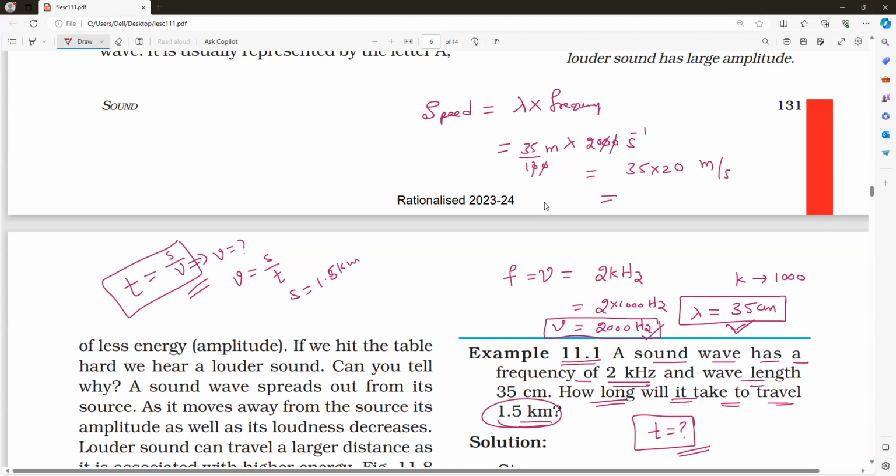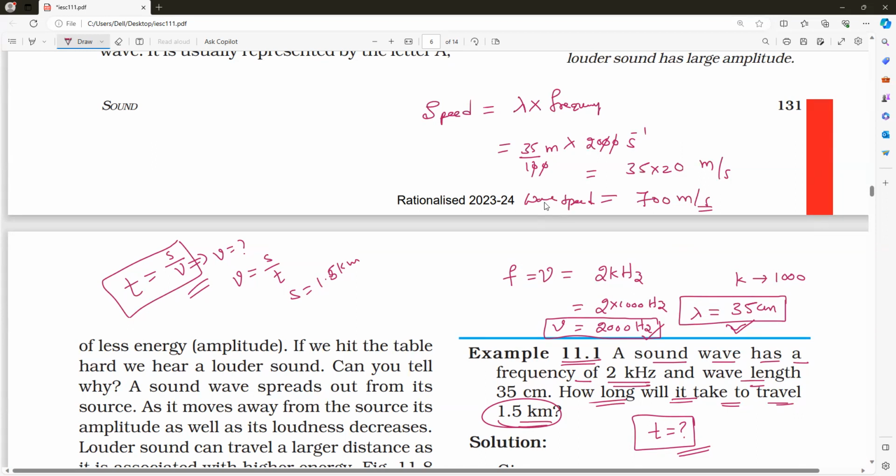Second inverse means per second. 35 into 20, how much? 70. 35 into 20, 70. What? 700. 700, that's right. So wave speed is equal to 700 meter per second.